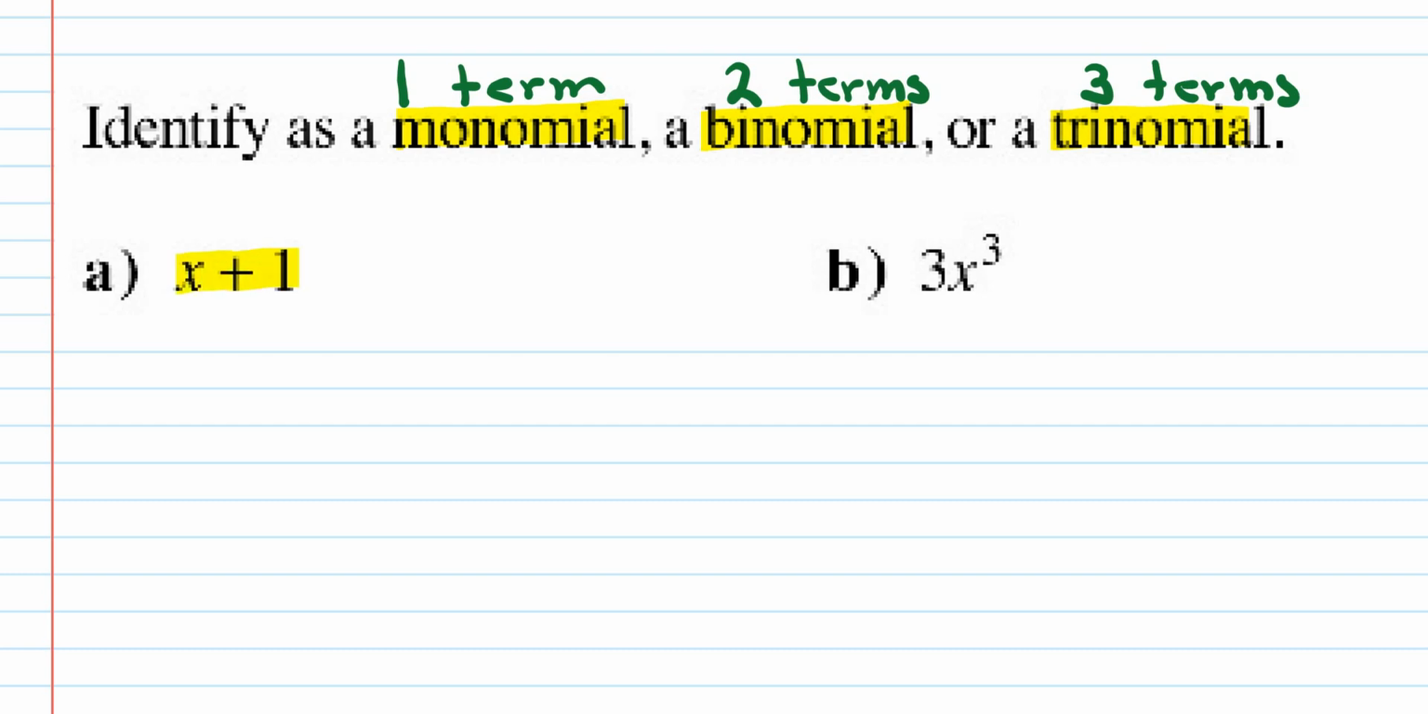So really we have two terms. So here's x and here's 1. That's two terms. So this is a binomial. For the next question here, there's no plus or minus signs here, so this is just one term, so this is a monomial.